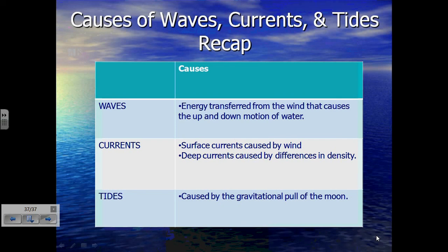Now, lastly, when we're talking about tides, we need to understand that they are affected by the gravitational pull of the moon and can result in both spring and neap tides in various stages of the month, and they govern whether you have high or low tides throughout the day. And this completes our presentation on waves, currents, and tides.